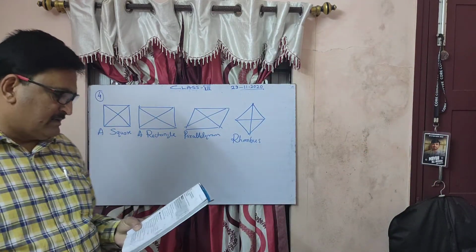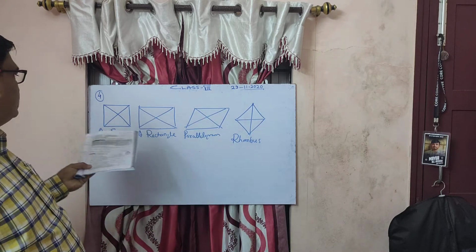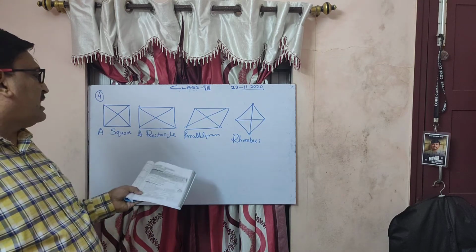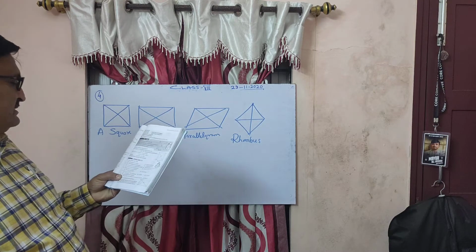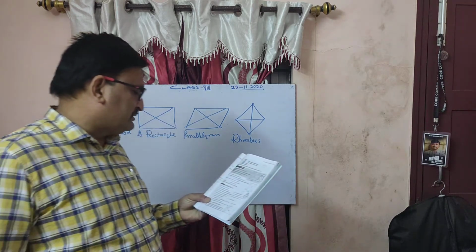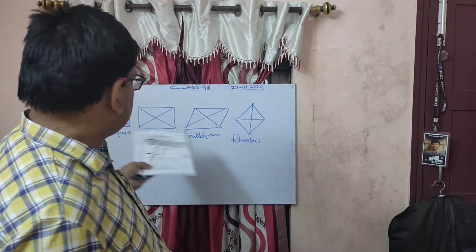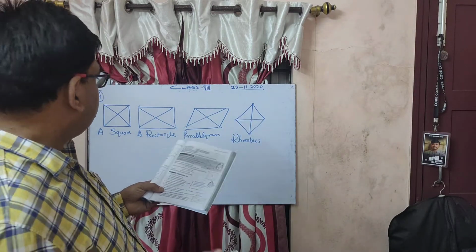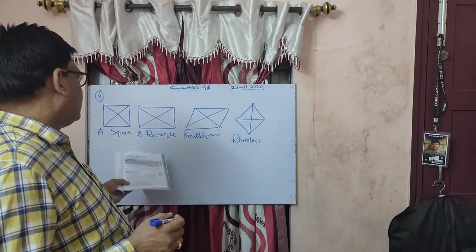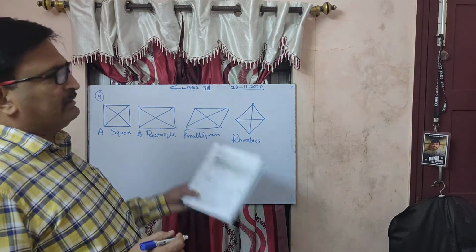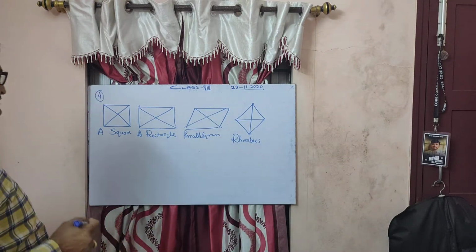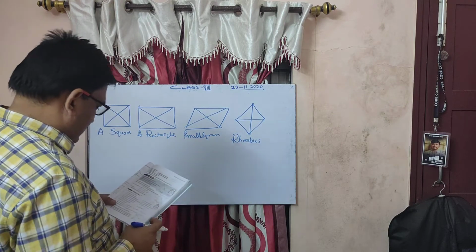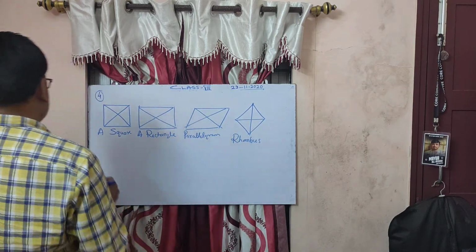So you have to write a square, a rectangle, parallelogram, and rhombus. Name the quadrilaterals whose diagonals bisect each other. So the quadrilaterals whose diagonals bisect each other are a square, a rectangle, a parallelogram, and a rhombus. You have to write like this. Okay. Now, what is the second question?